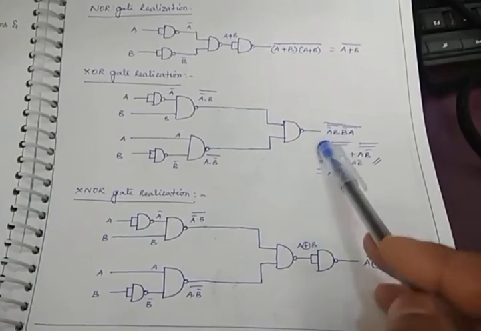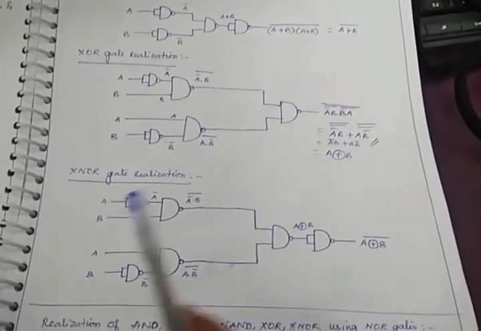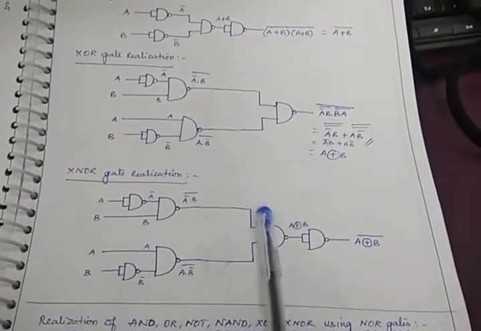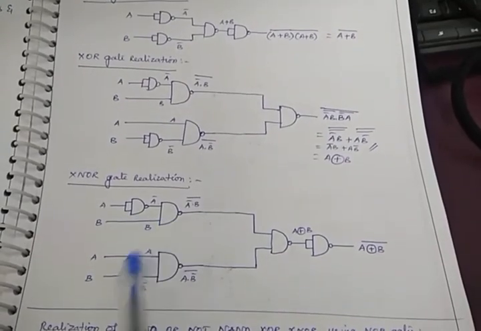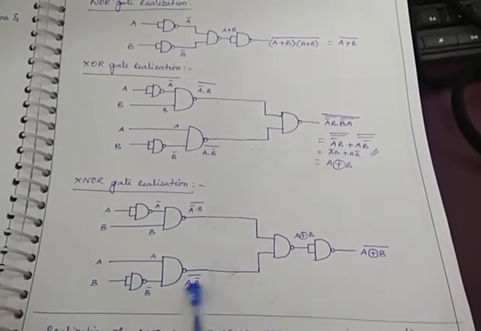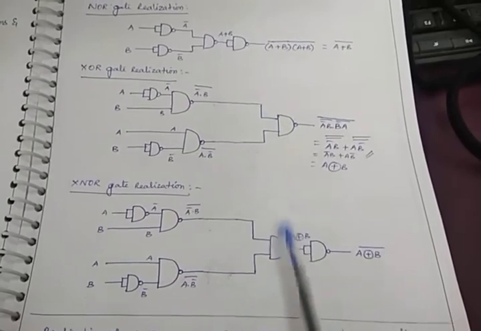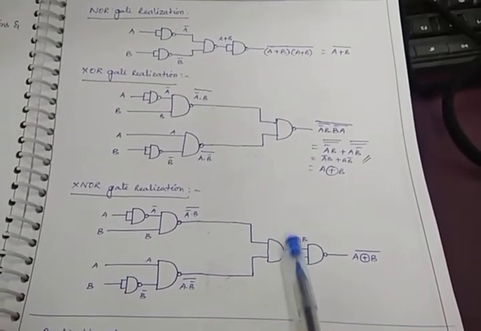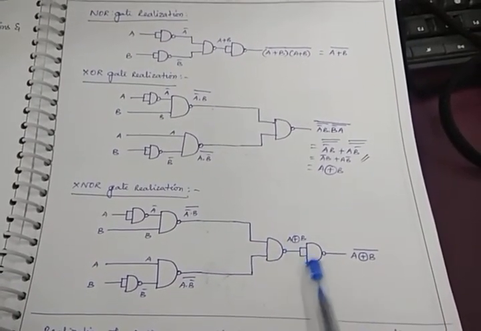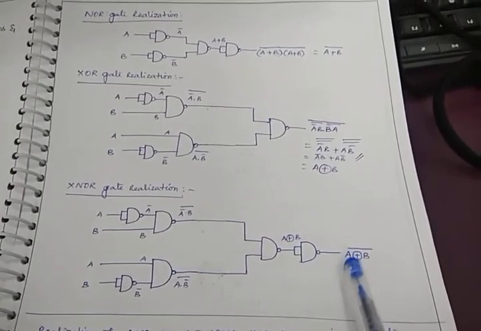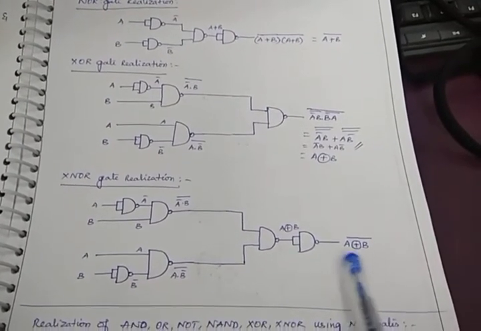So after this, if you connect one more NAND gate, you will get the XNOR. Just see this figure. The NAND gate and the structure, everything is the same up to here. Just see, up to here it is the same. After this, just connect one more NAND gate to get the XNOR output.